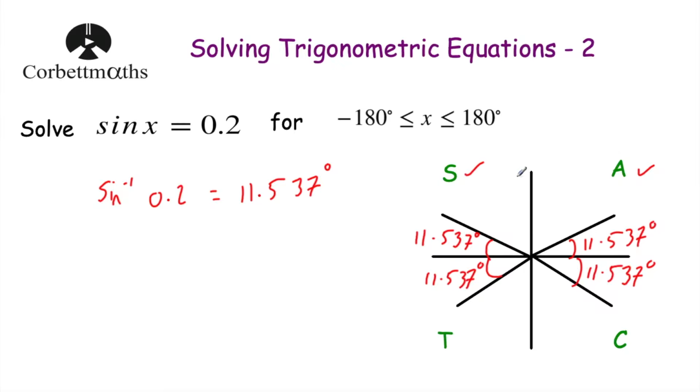Now we're going to start at 0 here, and because we want to find the values of x between negative 180 degrees and 180 degrees, we're going to consider this in two parts. We're going to consider the angles between 0 and negative 180 degrees, and we're also going to then consider the angles that are positive, so the ones between 0 and 180 degrees. So let's start off with the angles that are negative. So that means you start here at 0, and we're going to go around to negative 180 degrees.